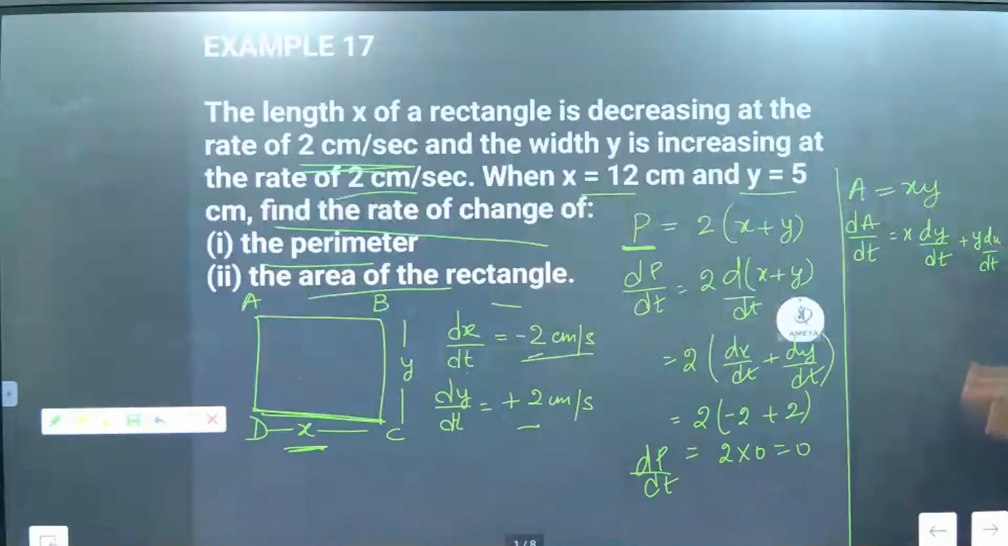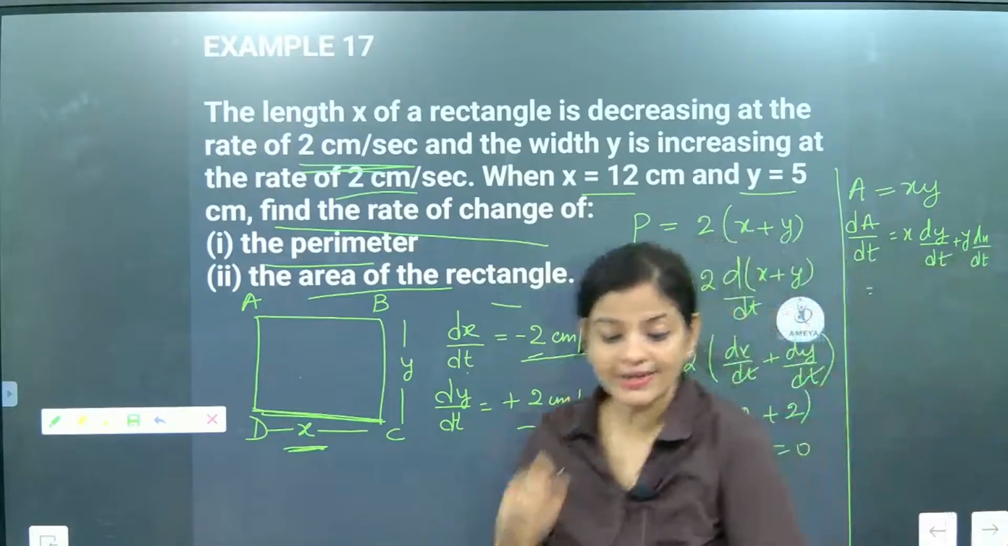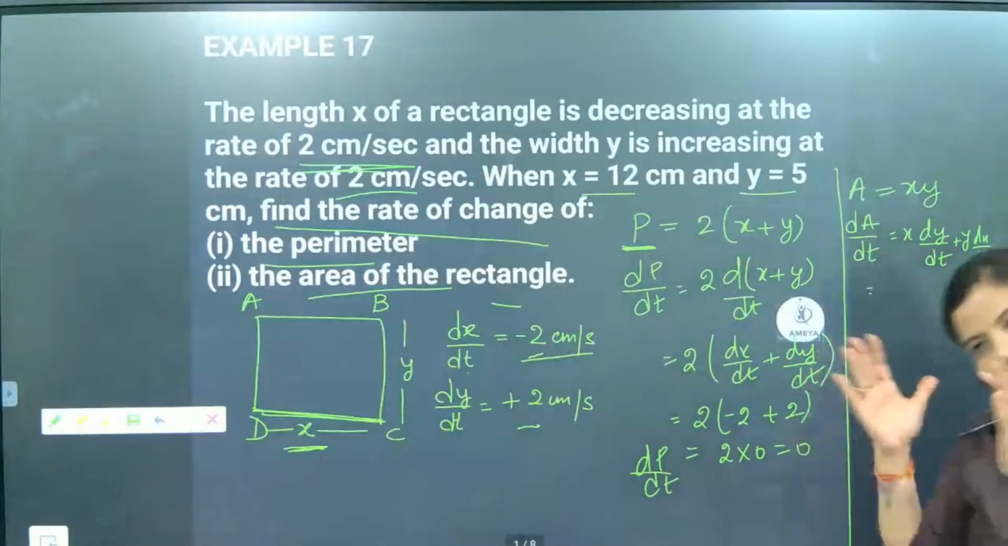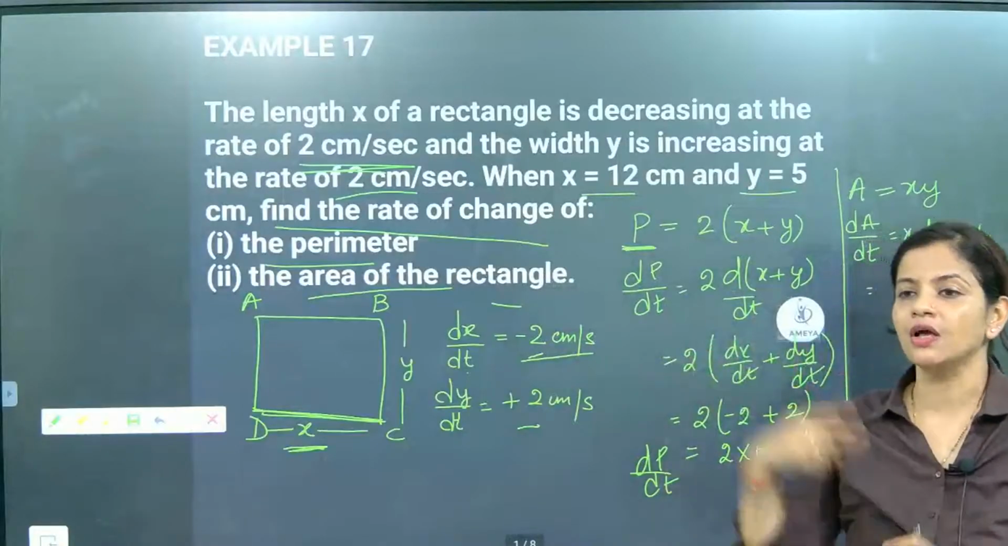Understood? Now beta, here I am going to write plus y dx by dt. Done, beta. Now area change. Now beta, look here. When you are writing this, be very careful. Why? Because now this is exactly the change. Now area is changing.